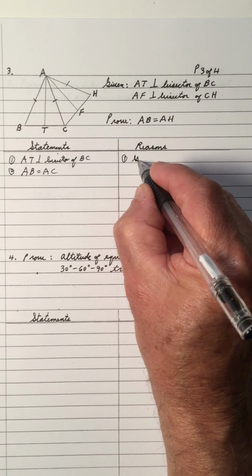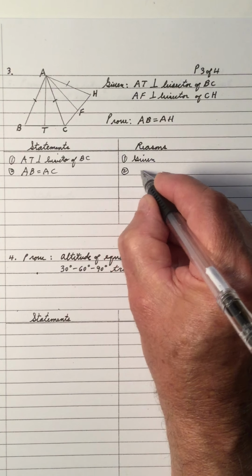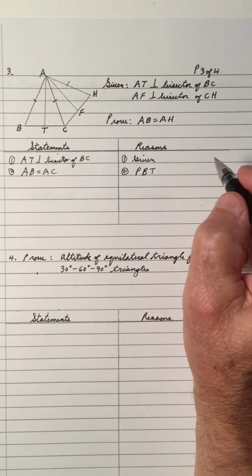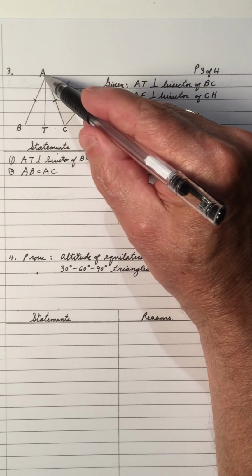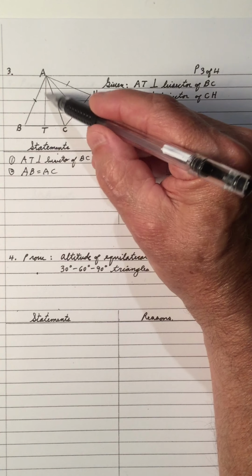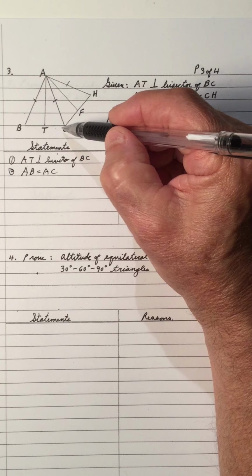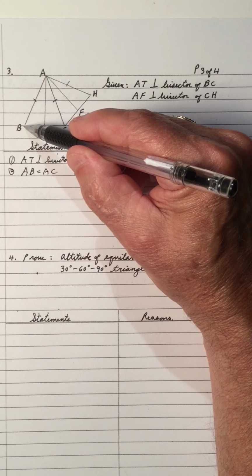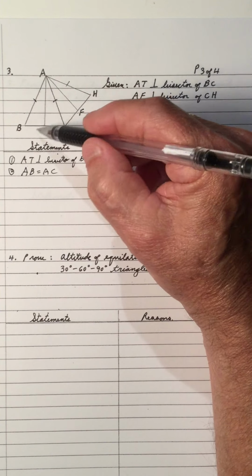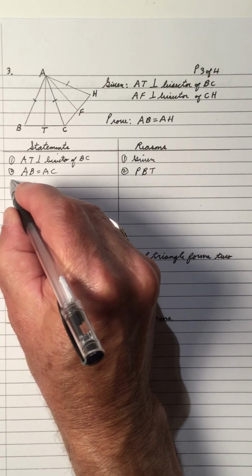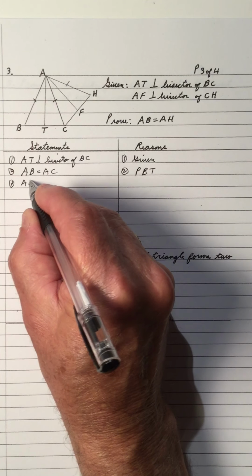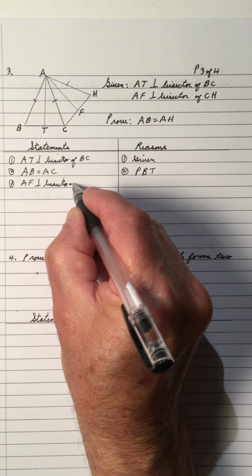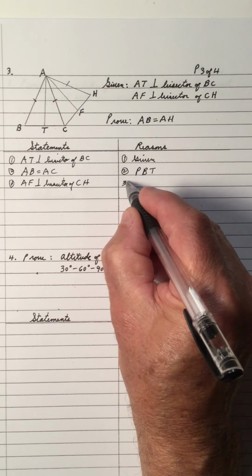And I better put the given in here first. Number 2, perpendicular bisector theorem. Again, check with your teacher if you can call it that. Any point that's on the perpendicular bisector. So A is equal distance from B and C because it's on the perpendicular bisector of the segment. And number 3, AF is the perpendicular bisector of CH, and that's a given.